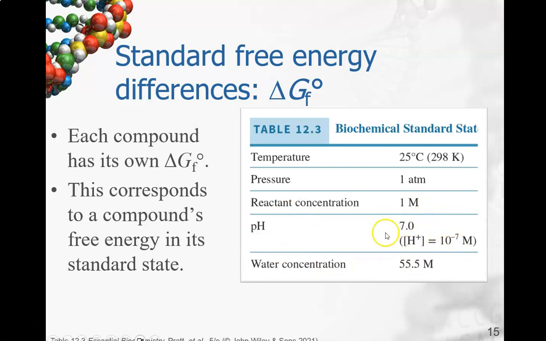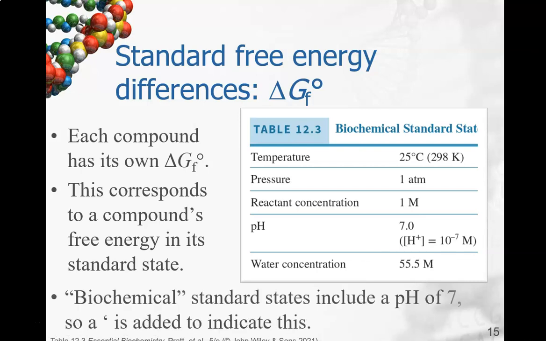But biochemists add something else because our reactions don't occur at an H plus concentration of 1 molar. So we're going to make an exception to the reactant concentration, and we're going to say that the H plus concentration is 10 to the minus 7th molar. So those are biochemical standard states.